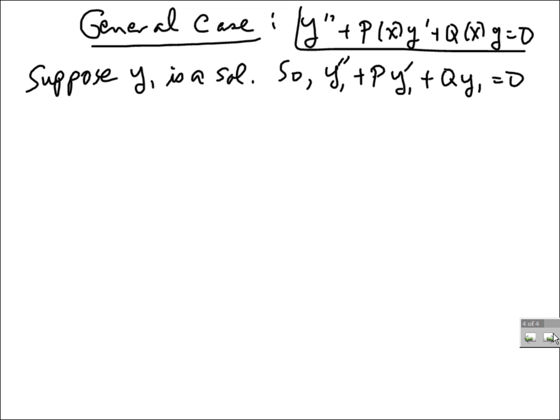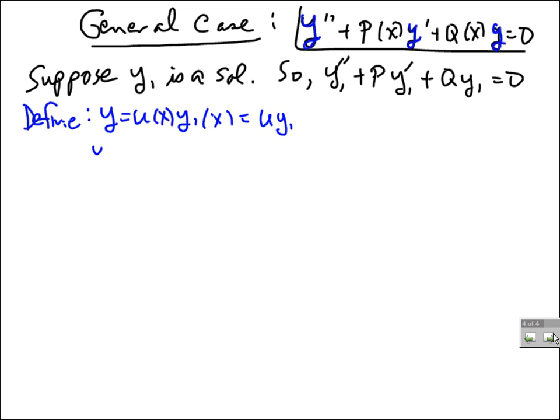All I did was replace y with y1. Or if you prefer, I replace y double prime with y1 double prime, and y prime with y1 prime, and y with y1. As before, we defined y to be a function u of x times y1 of x, which is just u times y1.